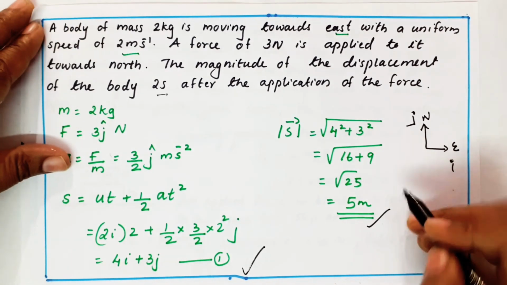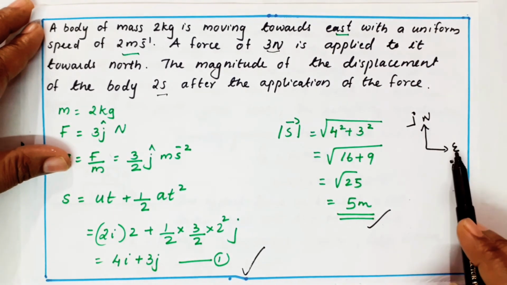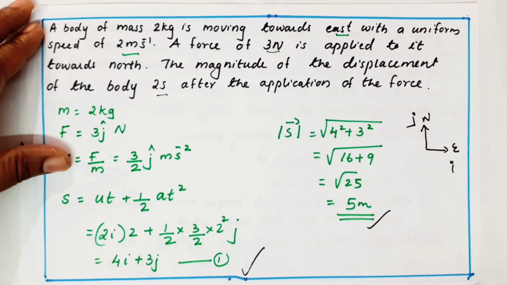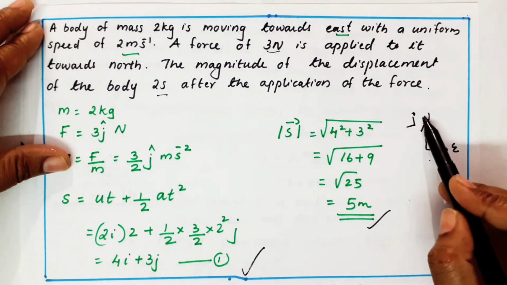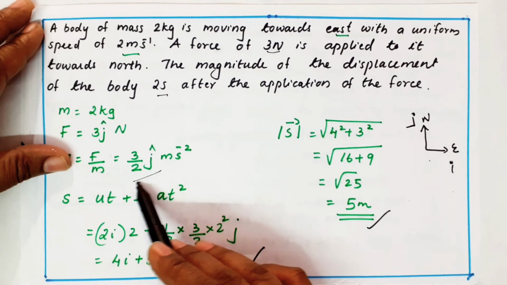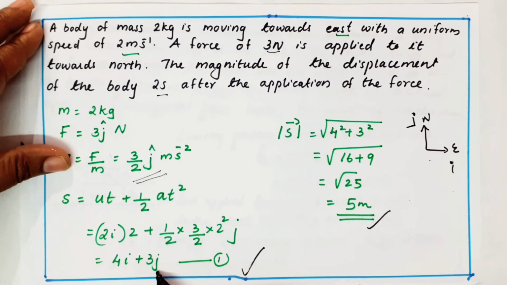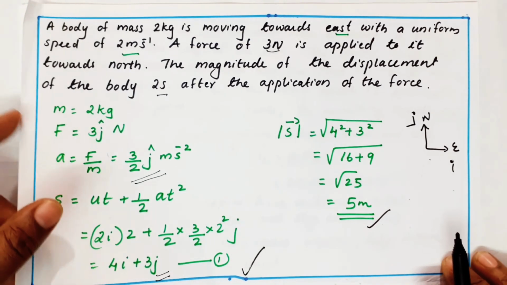Understood? Simple question. Only one thing, they gave force, so you have to remember this. For east and west, you don't simply take it; you have to mark it with the direction. So force is towards north, and I wrote 3j. So acceleration is also towards j only. So the displacement I am getting has both x-axis and y-axis components.